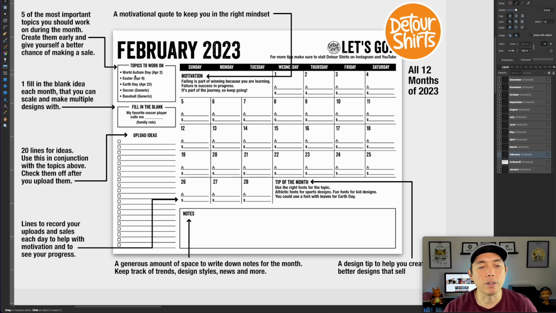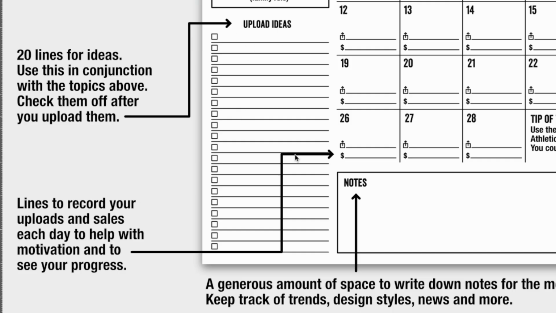So think about, what would you do for World Autism Day? Put those ideas down here. What would you do for Easter? Put those ideas down here. And as you create those ideas and upload them, you can check mark them off. And that really helps you kind of visualize that you're doing something, right?